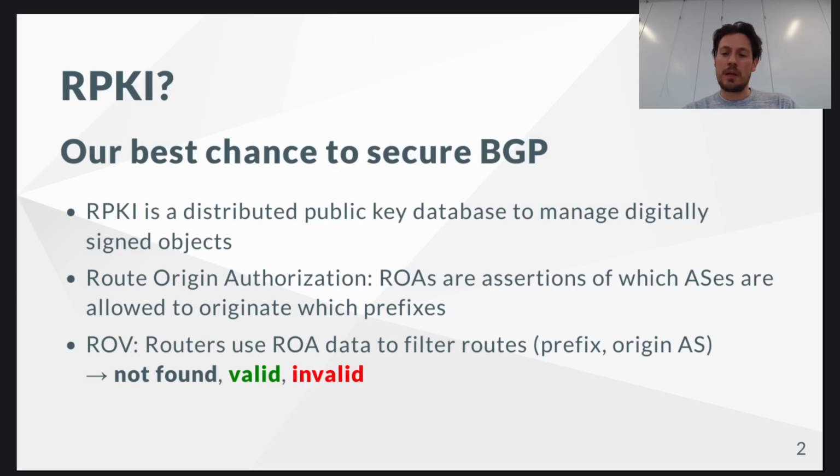And there are 3 different outcomes when a router receives a new route. Either the prefix is not in RPKI, so in that case, it cannot really classify the route. But if the prefix is in RPKI, then the router will have 2 choices here. It will check the information in the ROA, and if it matches the route it received on BGP, then this route is valid and it will be accepted by the router. Otherwise, it's an invalid route and the router will drop the route.